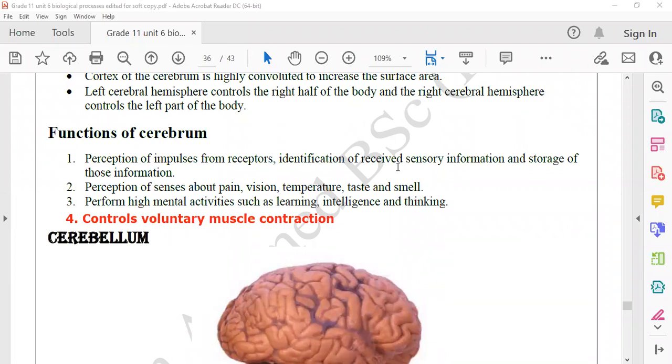Understood? According to the instruction of the cerebellum, in the cerebrum, muscles will be contracting. Understood? Yes, sir. Right. So, under cerebrum, you children mark down this point. Have you marked it? Yes, sir.